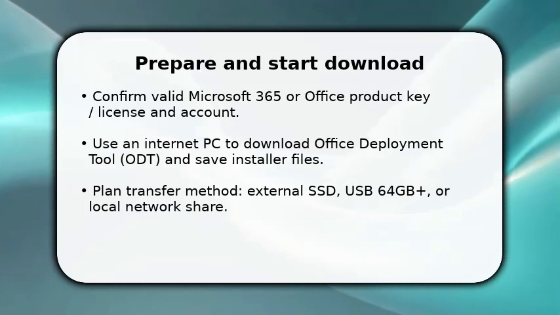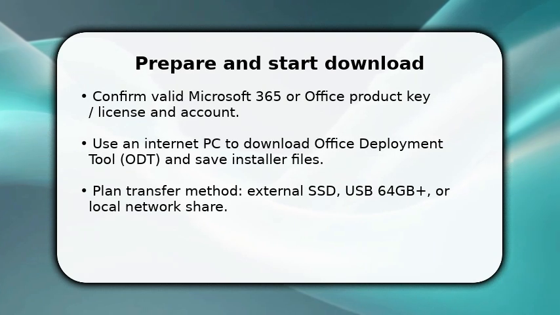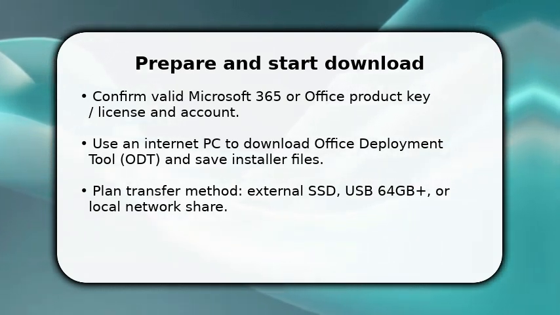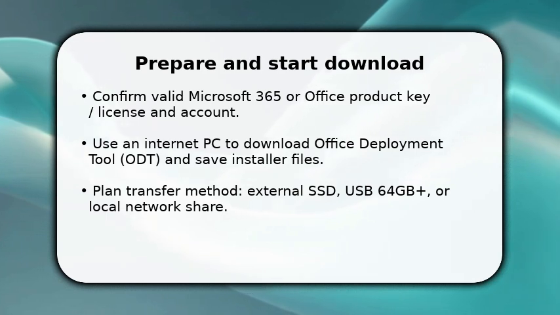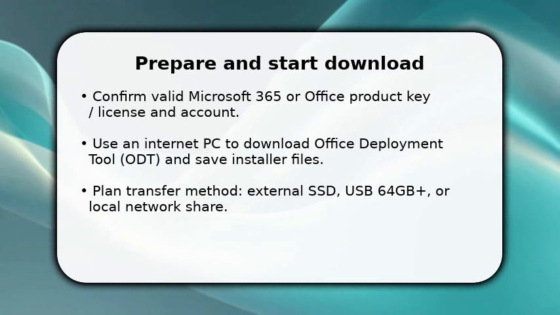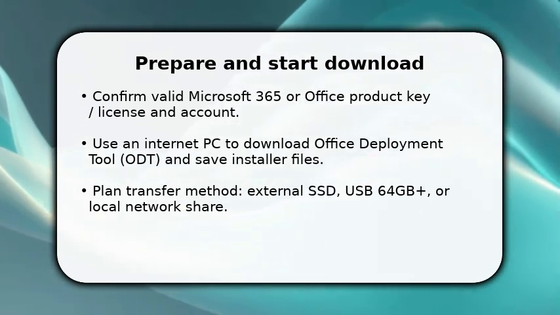You begin on an internet-connected PC. Sign in to the account tied to your Office license and confirm the product key. Once done, download the Office Deployment Tool, ODT, from Microsoft and extract it to a folder. Make sure you choose architecture, 32-bit or 64-bit, and channel, because that controls the build you'll get.